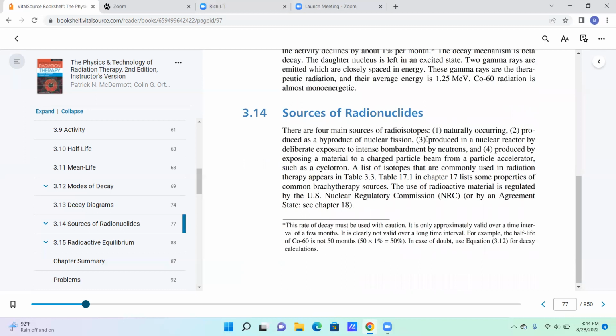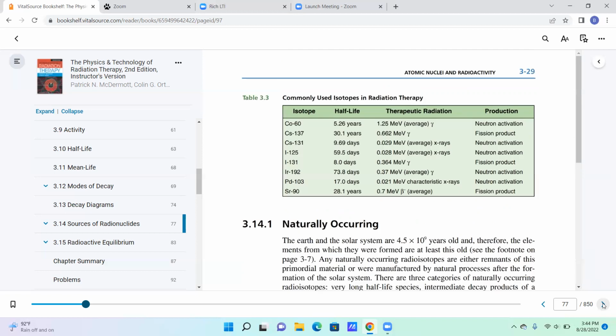The four main sources of radioisotopes are: naturally occurring, produced as a byproduct of nuclear fission, produced in a nuclear reactor, and produced by exposing a material to a charged particle beam from a particle accelerator, such as a cyclotron. And you can see here several different isotopes, the half-lives, therapeutic radiation, and the production.